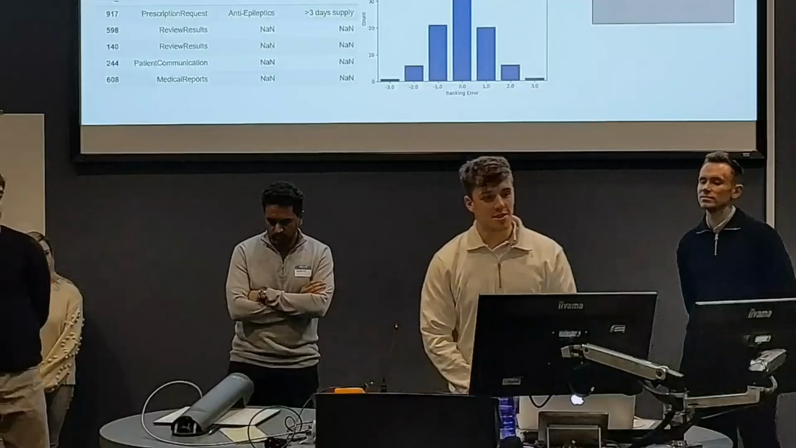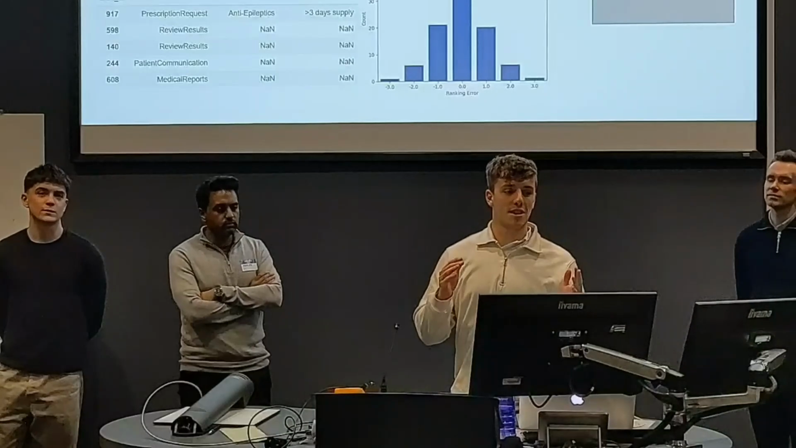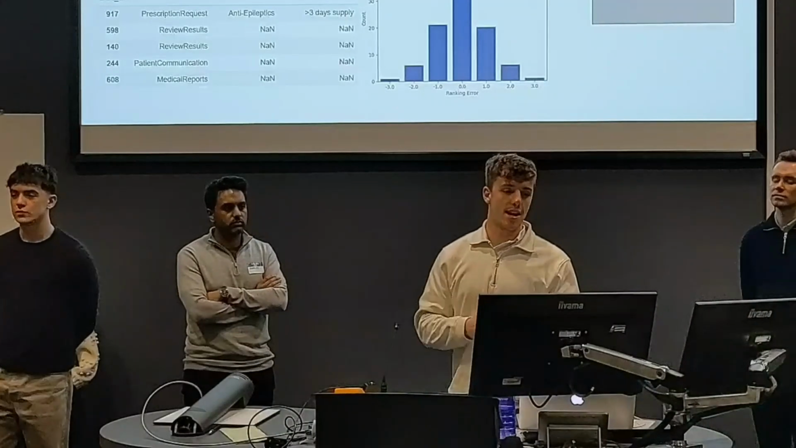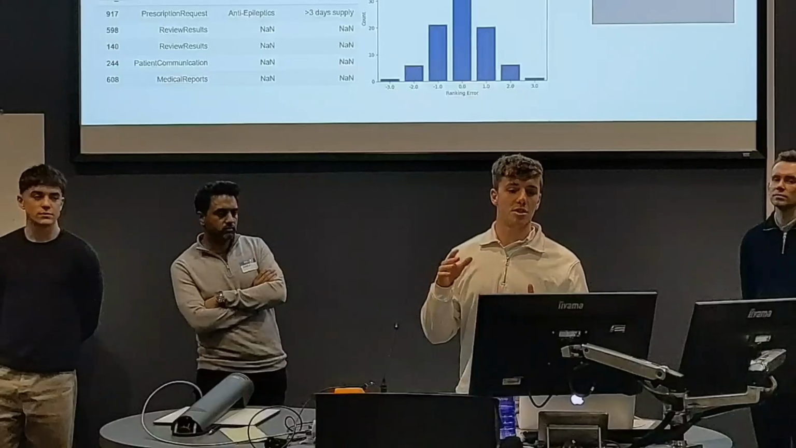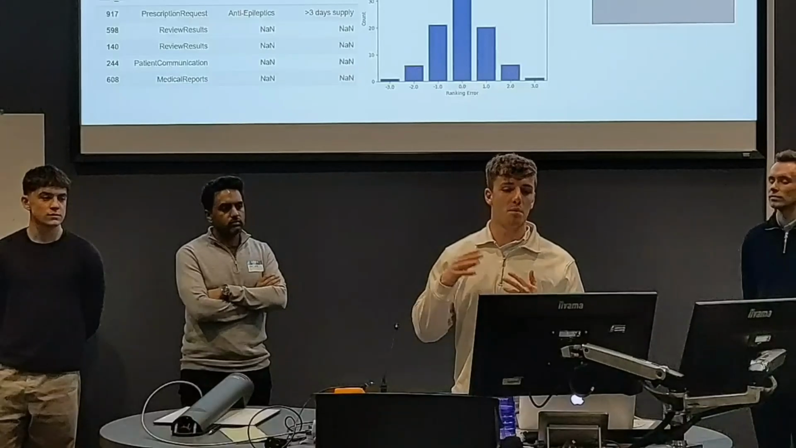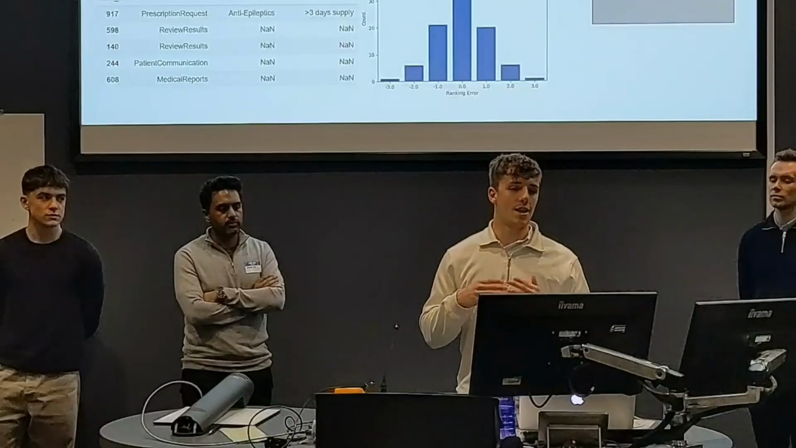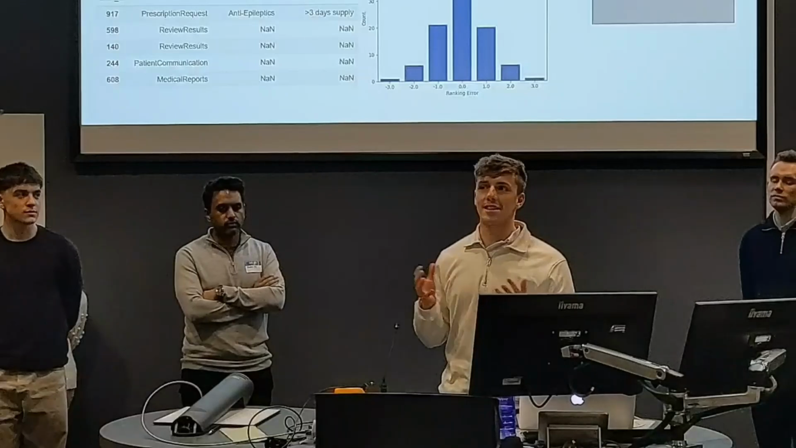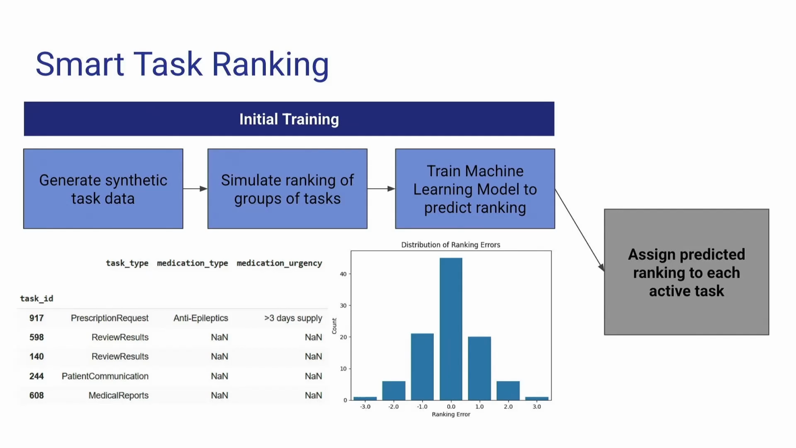In terms of how we decided to go about this allocation of tasks, we decided to use a machine learning model which is going to output a ranking. At the moment we don't actually have any data available to train this model, so we have to generate some synthetic task data. You can see a snippet of that in the bottom left of the screen. We can see different tasks and lots of different categories and features of this task.